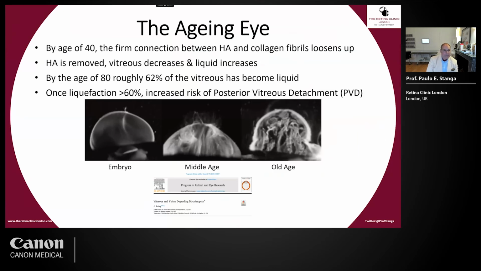So let's talk a little bit about the vitreous. We know that by the age of 40, the firm connection between the hyaluronic acid and collagen fibers loosens up, the vitreous starts to liquefy, and we keep saying that 70% of patients in their 70s have a liquefied and detached vitreous. However, as I'll show you, this may not be the case.